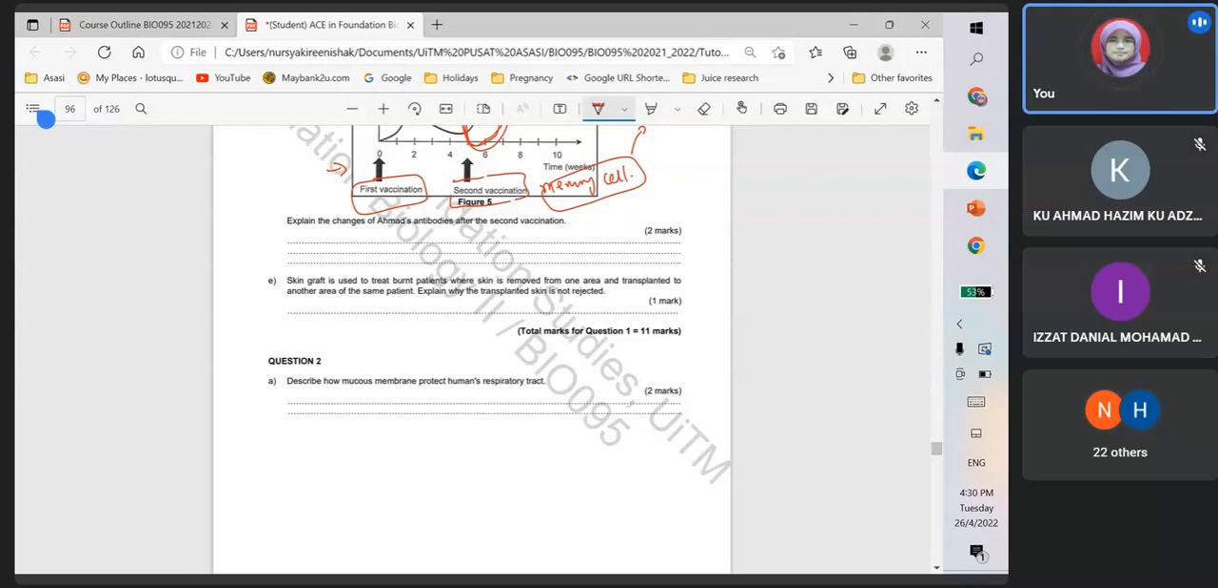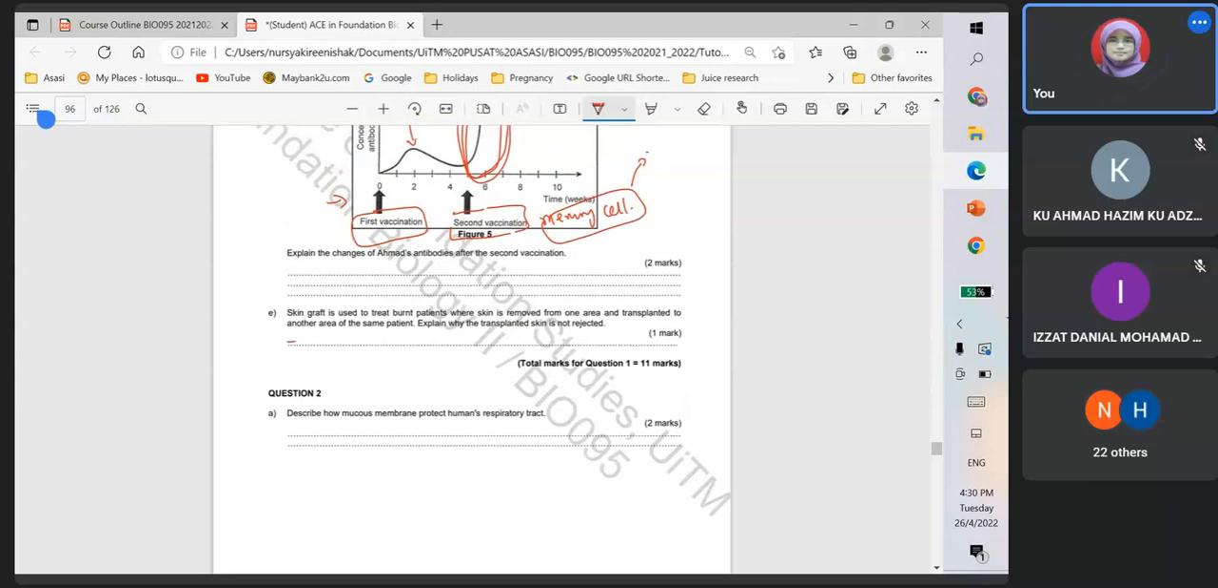Because the skin has the same MHC marker. Okay, MHC marker 1 mark. Boleh dapat kat situ. Ataupun the transplanted skin has the same self antigen. Okay, has self antigen or same antigen as the damaged skin.